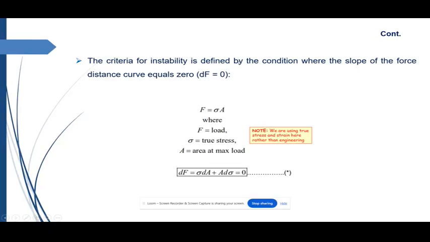The criterion for instability is defined by the condition where the slope of the force distance curve is equal to 0, dF equal to 0, which we know occurs at maximum load. We know that F equal to sigma into A, where F is the load, sigma is the true stress, and A is the area at maximum load. Differentiating both sides, we get dF equal to sigma into dA plus A into d sigma. At maximum load, dF is equal to 0. So dF equal to sigma into dA plus A into d sigma equal to 0.